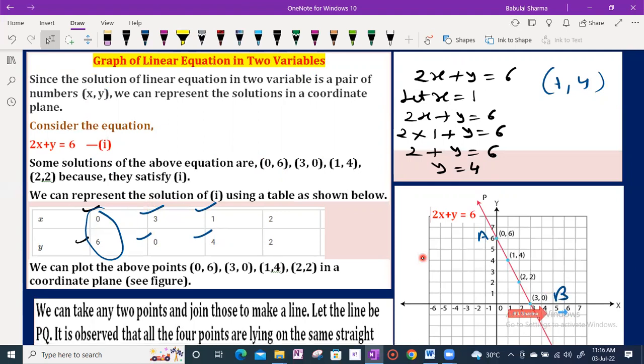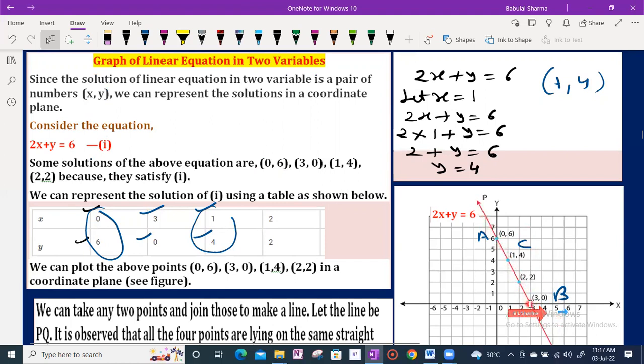And third solution is 1,4. Here see, this point is 1,4. We mark it like there. Let this point be C. ये 3 पॉइंट हमने जो 3 solutions इसके हैं, we plot all these points, means all coordinates on the graph paper, and then we join. We find that it is a straight line.